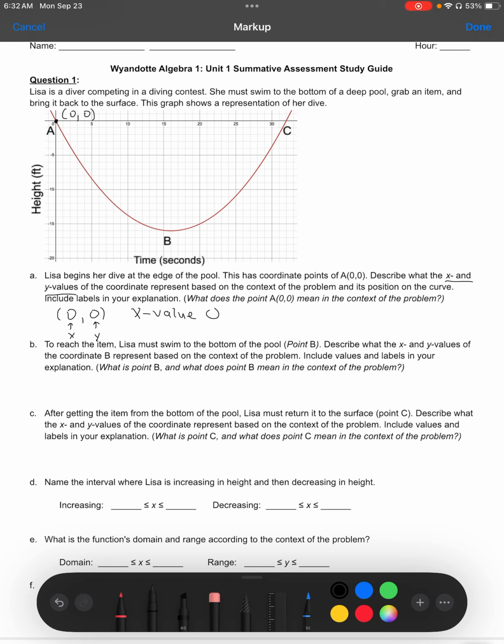of 0 means that we have, in this case, 0 seconds. These are the x values going along this left to right, which is time, and we're measuring in seconds. So the x value means 0 seconds. Or you could say 0 seconds have passed.